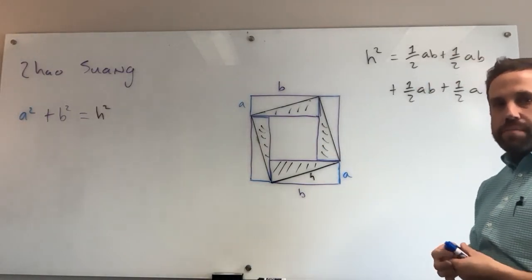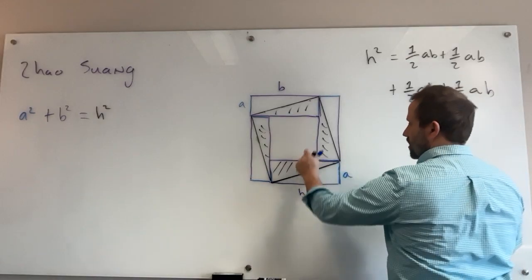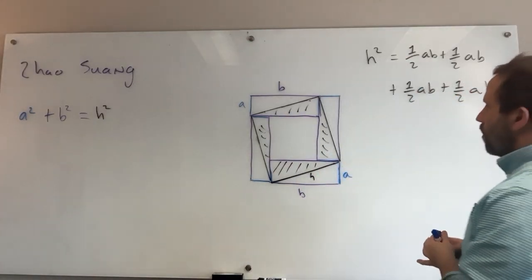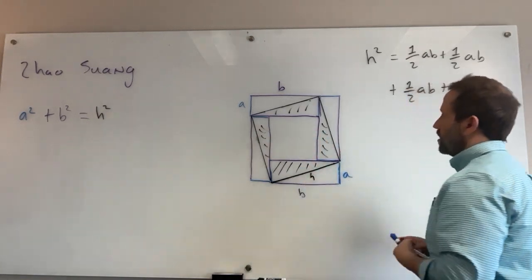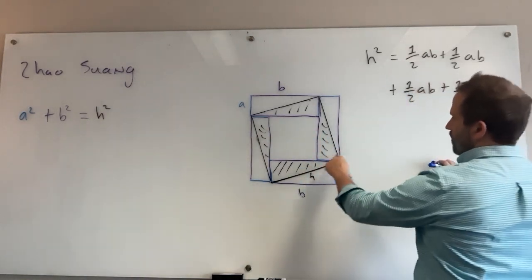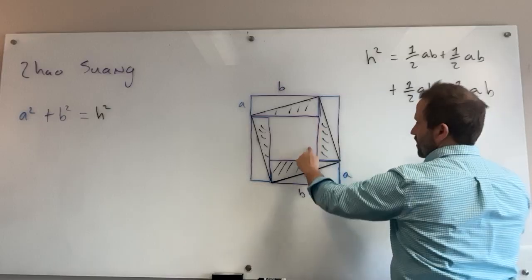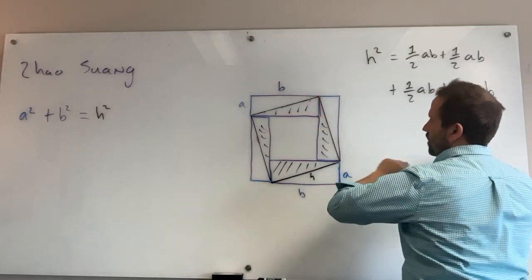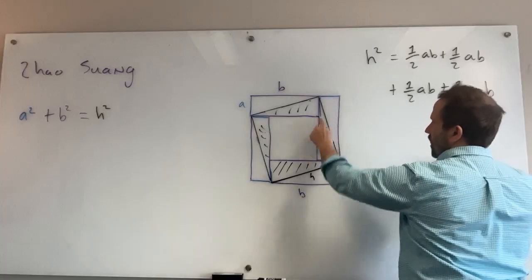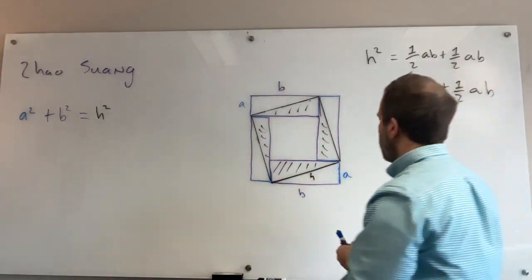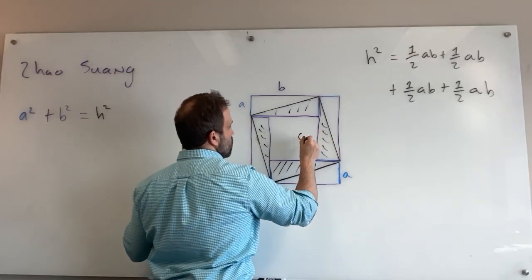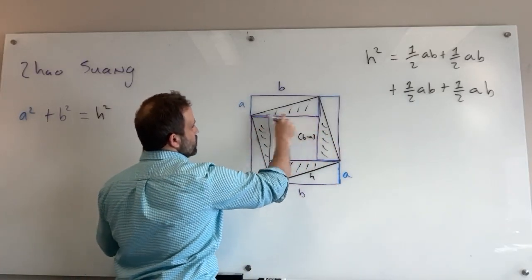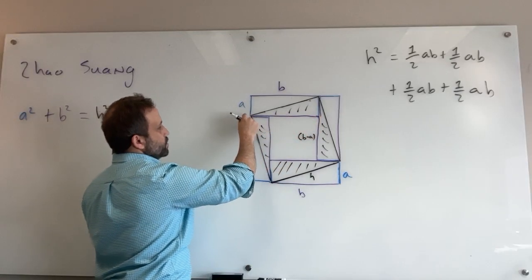Okay, and then the last area that needs to be computed is this big area right here. So let's think about what each one of these side lengths are. Well, notice that this distance right here is equal to this distance minus that distance. Now this long distance is just B and the short distance is just A. So this distance right here is B minus A.